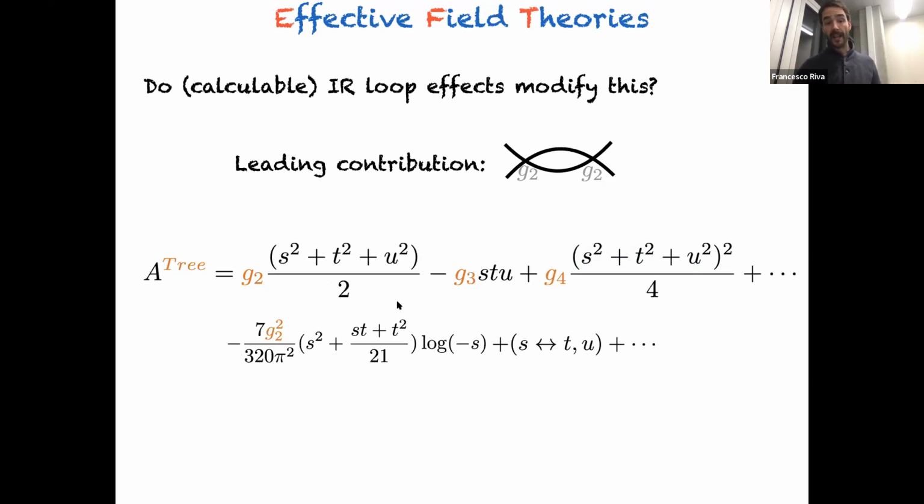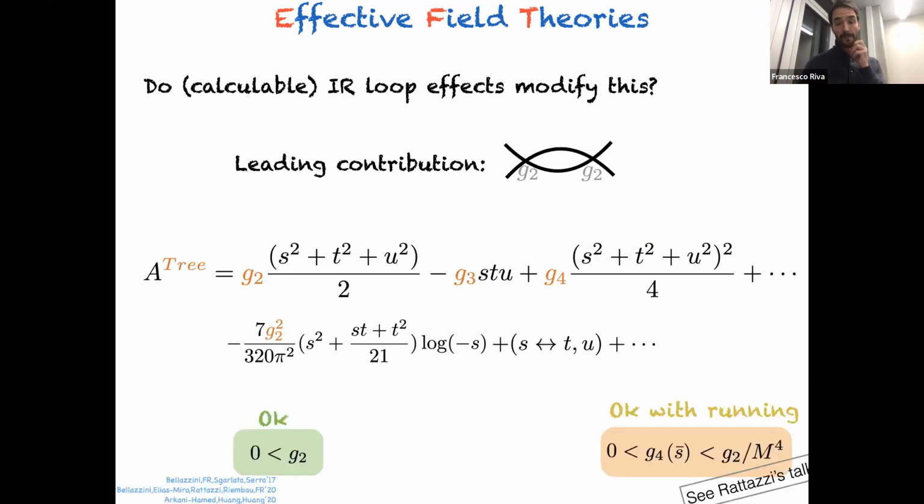If we include these effects, the amplitude gets modified by these logs. And in particular, what I'm going to look at in this talk is how the bounds are going to be modified. As a spoiler, the bound on the G2 positivity is not affected. The one on G4 is affected only mildly if you consider the running coupling instead of the physical coupling. And my question is mostly focused on how the bound on this G3 coupling gets modified by loop effects.